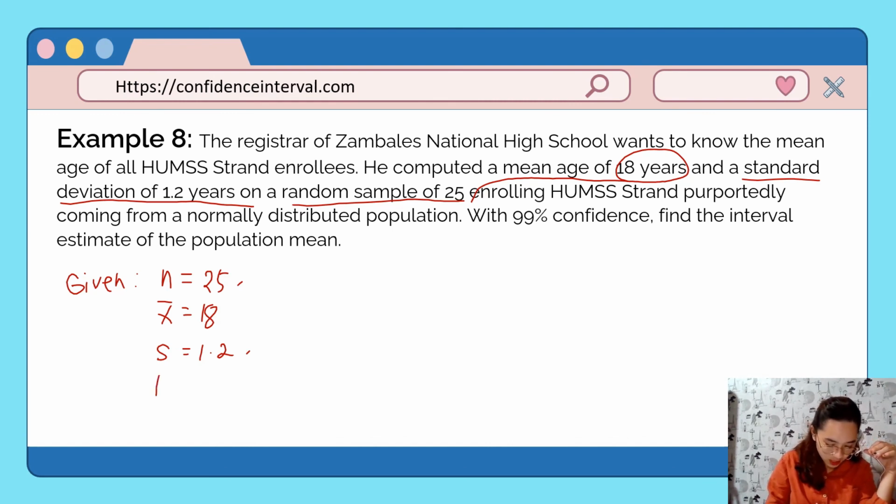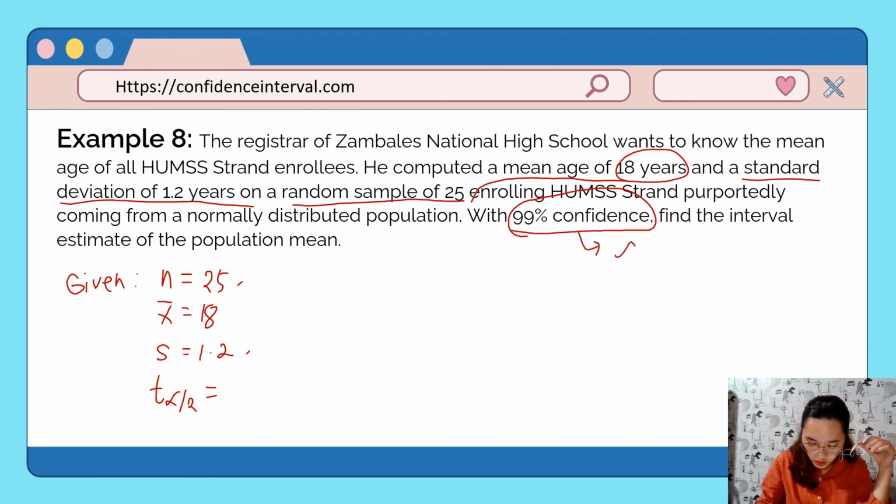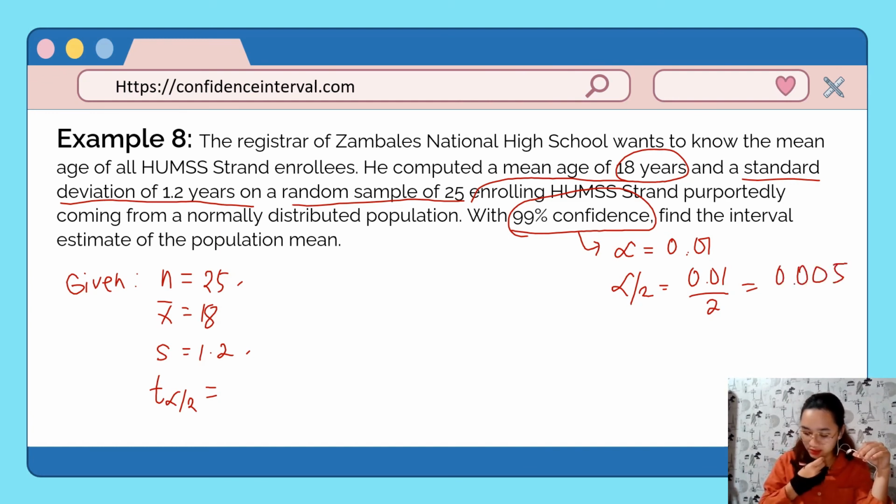Ngayon, based on our available data, kung mapapansin nyo, less than 30 siya, tapos sample standard deviation. So, ibig sabihin, ang kailangan pong hanapin ay t-value. At para mahanap po yung t-value, kailangan po natin ang ating t-table. And using 99% confidence, we know na ang alpha po natin is 0.01. So, ang alpha over 2 po natin is 0.01 over 2, that is 0.005. And syempre, kailangan din po natin yung degree of freedom. At ang degree of freedom po natin is 25 minus 1, or that is 24.